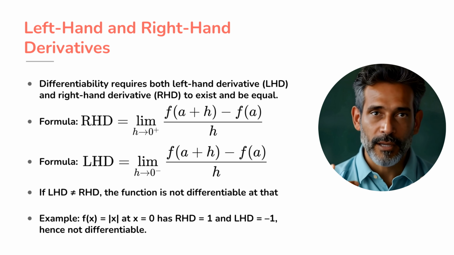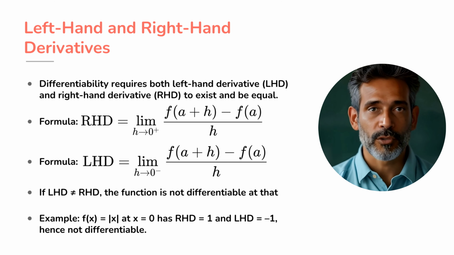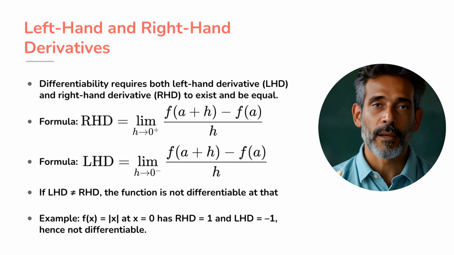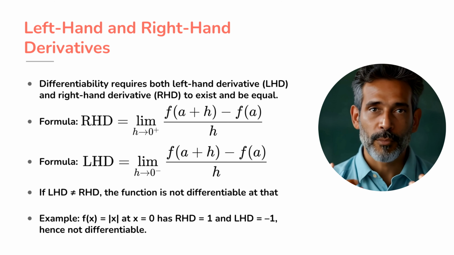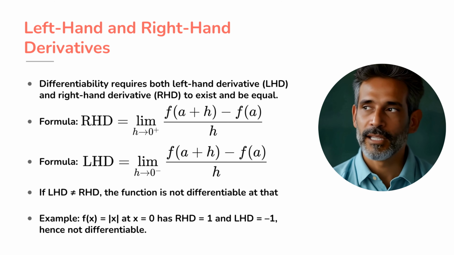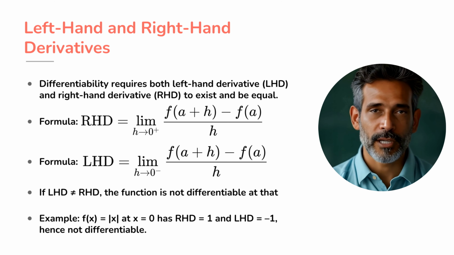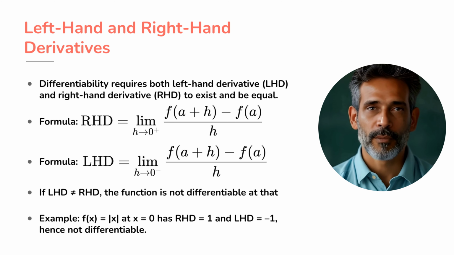For example, in the case of f of x equals modulus of x at 0, the right-hand derivative is plus 1 while the left-hand derivative is minus 1. Since they are not equal, the function is not differentiable at 0.